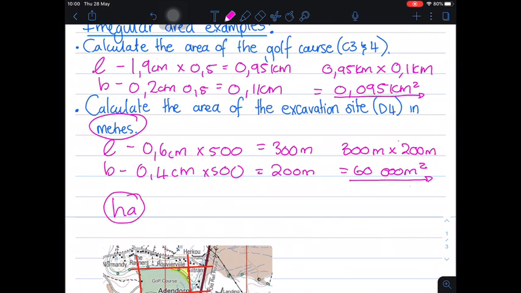Okay, now often in an exam they will ask you to actually give your answer in hectares, and they will generally get you to do this conversion from a meters squared answer. So let's use this answer of the excavation site of 60,000 meters squared as the example to convert. And when we convert the meter squared into hectares, it's as simple as saying your meter squared answer divided by 10,000. And if I say 60,000 divided by 10,000, I'm going to get 6 hectares as my answer.